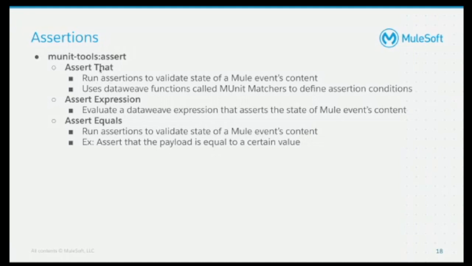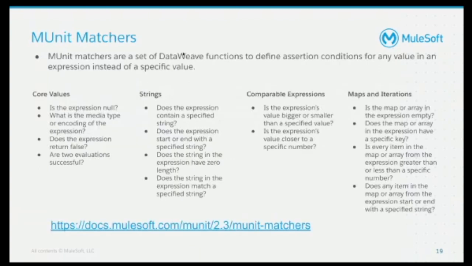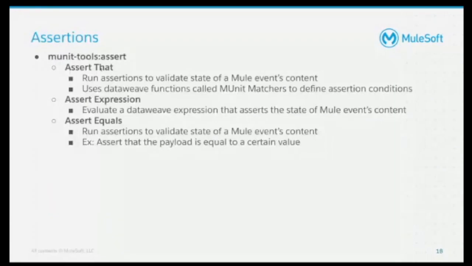When you use assert that, you have the option to use a set of inbuilt data functions called MUnit matches. These are inbuilt functions that MUnit provides, and I'll show you in Studio that you can look at all of them. If you want to do string comparison, like equals ignore case, or check the length of the string, all those inbuilt functions are already available to you, and those are called MUnit matches. If you want to use them, you have to use assert that. That was my question: which of these 3 uses the data functions to do the comparison between the values of the Mule event.